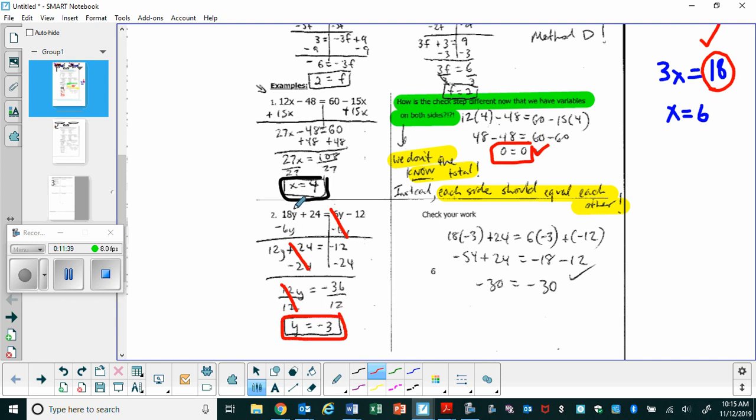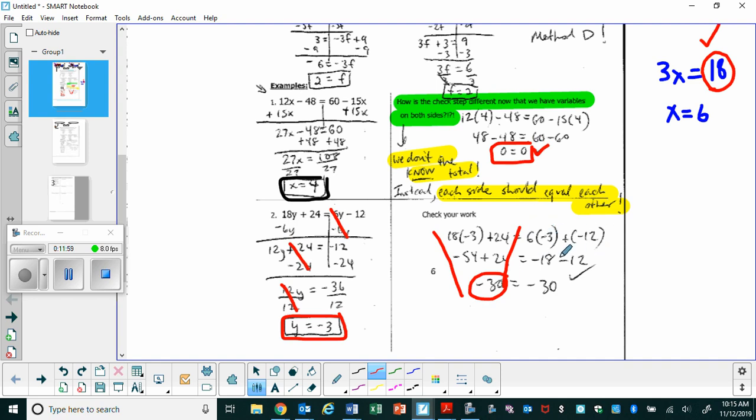So we're going to plug it in right here, and we're going to plug it in right here, and we're going to see if our two sides are the same. So on this side, we get 18 times negative 3 is negative 54. And when I add 24 to that, on this side, when I simplify, I get a negative 30. Now on this side, when I plug it in, negative 3 times 6 is negative 18.